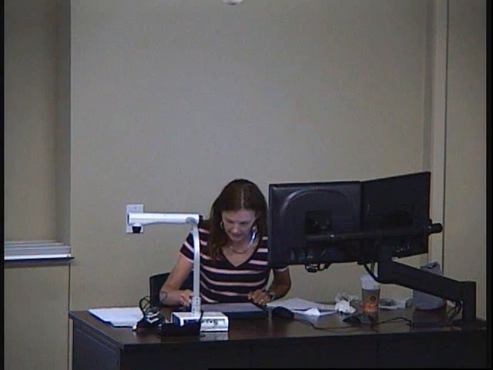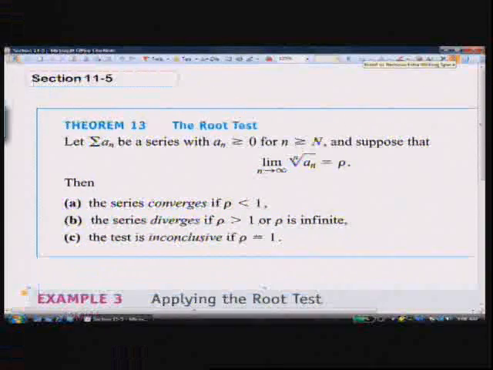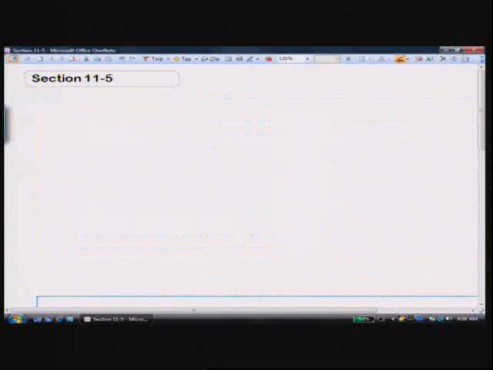Oh, and I see that I didn't have this covered. Okay, so I'm going to have to write it. Darn. Okay, so here we go. I just noticed that I did not copy the ratio test down, so I will have to do that for you, but that's okay. Theorem 12 is the ratio test.